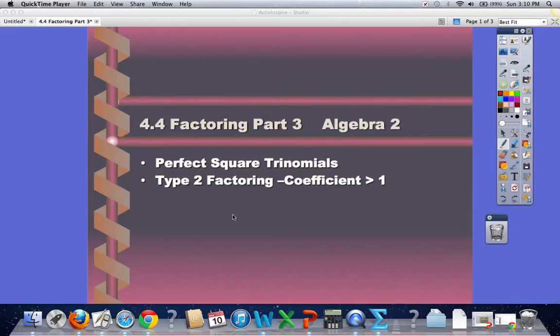4.4 Factoring Part 3. This is the final factoring video. Today we're going to be doing perfect square trinomials. Trinomials, again, is something that has three different terms. And then type 2 factoring, where the coefficient is larger than 1. All right, so let's get going.